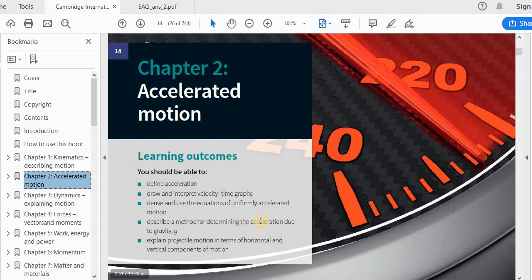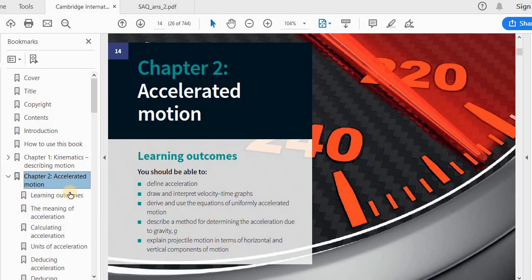Okay, describe a method for determining the acceleration. So we will see that we will also use one of these equations to calculate the acceleration of free fall. This g is also called the gravitational field strength. Okay, and then we will learn how to resolve this. So we use v cosine theta and v sine theta to resolve in the vertical and horizontal directions, also called the y-axis direction and the x-axis directions.